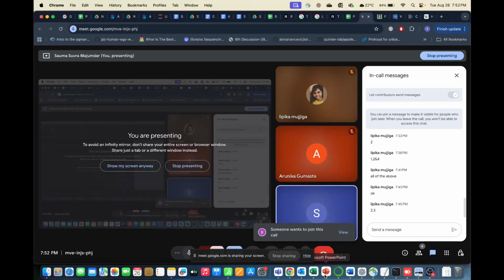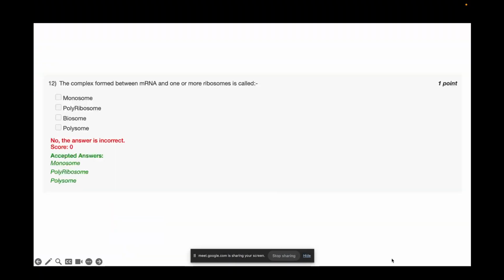Okay, no answers, but this is quite simple. Biosome is not something that exists, I don't think. But monosome, polysome, polyribosome, everything is correct. Biosome is not a correct term, I think. So yeah, moving on.